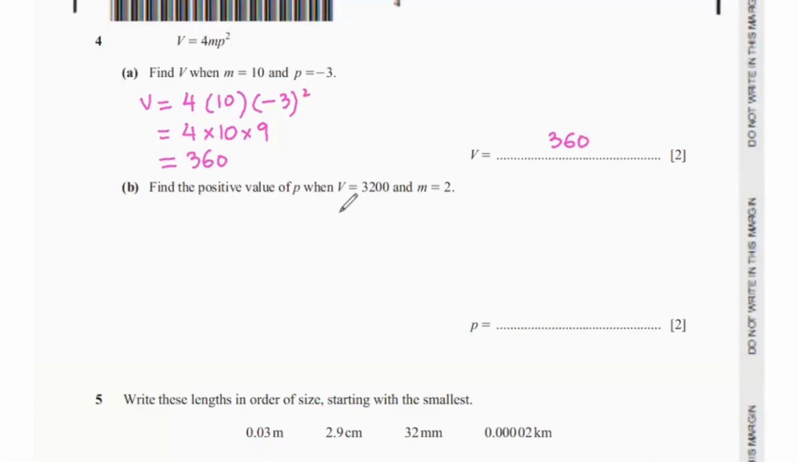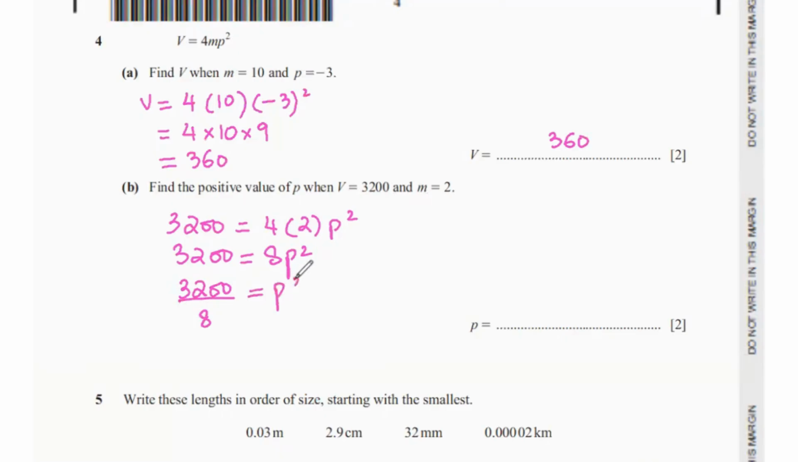Then find the positive value of p when V equals 3200 and m is 2. So 3200 equals 4 times 2 times p squared. 4 times 2 is 8. 3200 divided by 8 equals p squared, which is 400. To get rid of the square, we will square root both sides. And 400 is basically 20 times 20. So that's going to be 20 equals p.